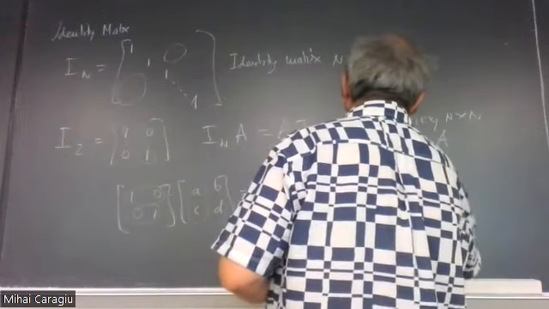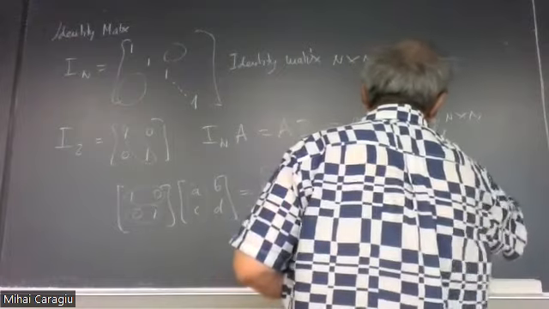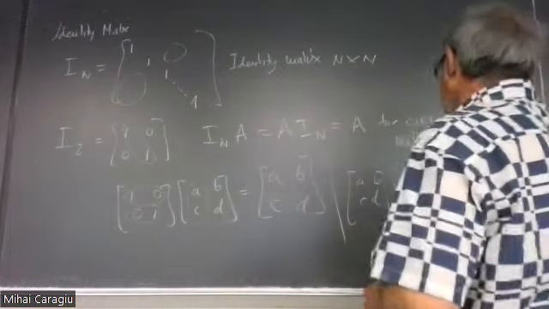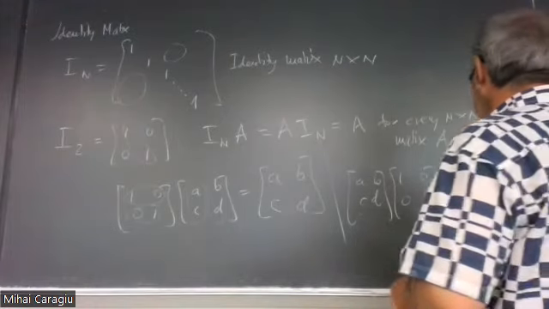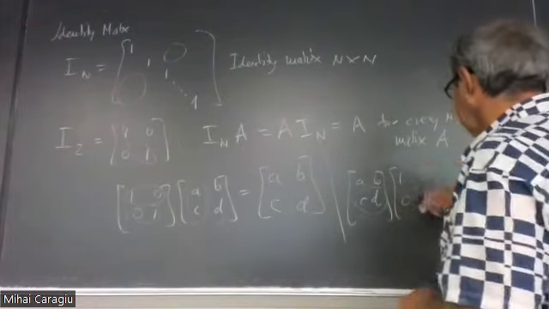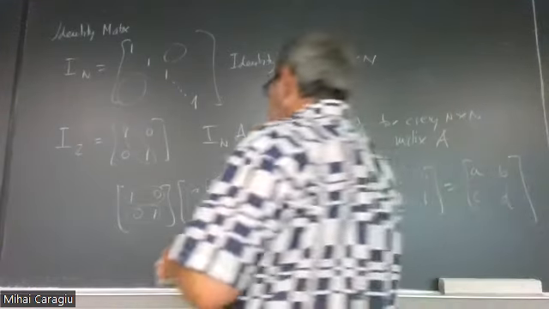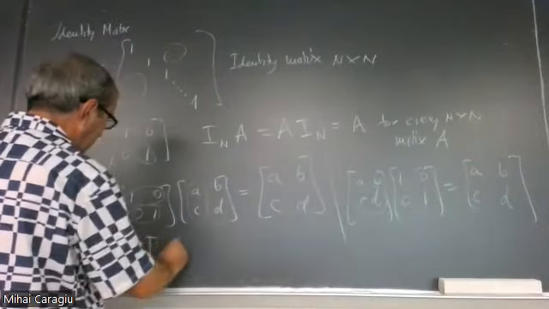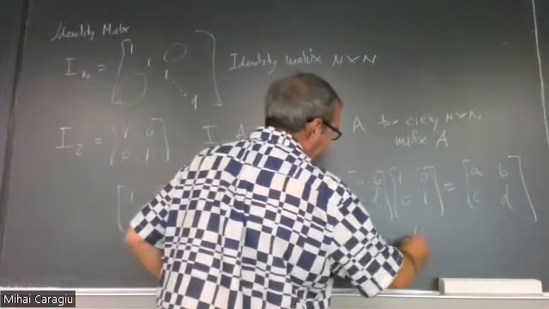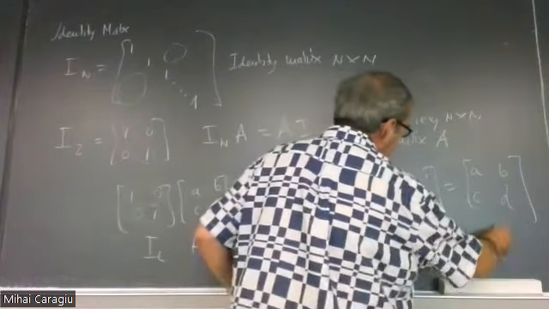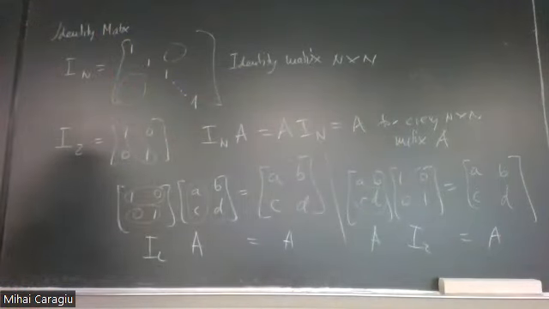A, B, C, D multiplied with 1, 0, 0, 1. First, we get A. Second, we get B. First, we get C. And second, we get D. So the identity matrix I sub 2 times A equals A, and A times I sub 2 equals A.